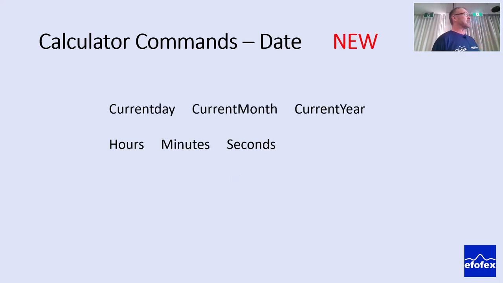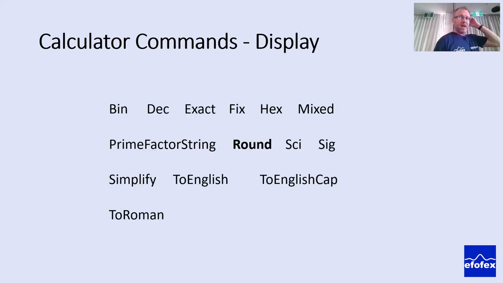You can use date commands. This is so you can write a statistics question and your graph doesn't always start at 1992 because that's the last time you edited the question. You can have the question automatically turn itself into something that's remotely relevant. You can display your numbers in lots of ways. You can do them as binaries, decimals, exact values, mixed numerals, prime factor strings like 2 squared times 5 times 7 to the power 4 if you want.